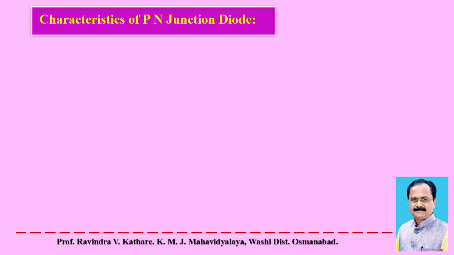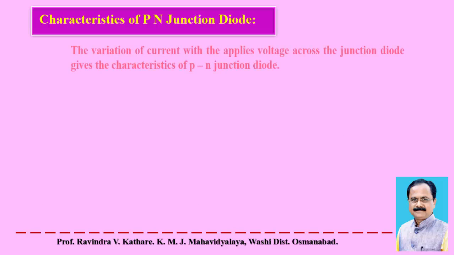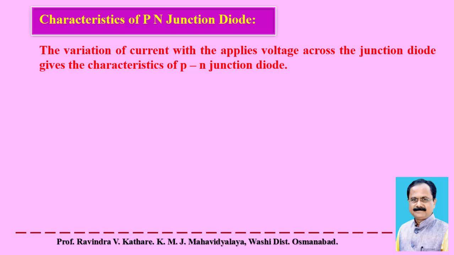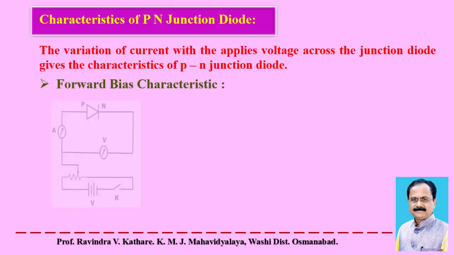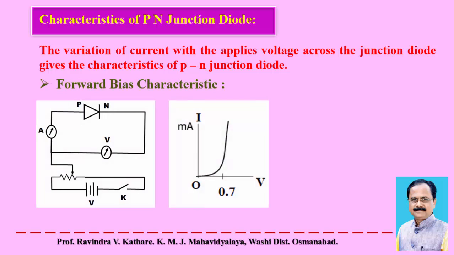Then we can study the characteristics of the p-n junction diode. The definition of characteristics of p-n junction diode is: the variation of current with applied voltage across the junction diode gives the characteristics of the p-n junction diode. First one is the forward bias characteristic.